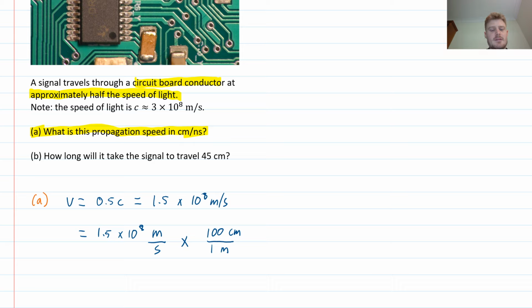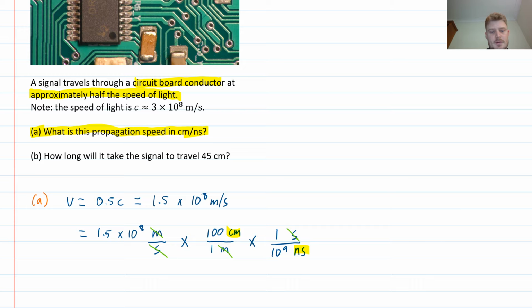So now I've converted to centimeters per second, but I actually need centimeters per nanosecond. So I have that 1 second is 10 to the 9 nanoseconds. And now I can go through and check that I have the fractions the right way around. Okay, so meters will cancel here, seconds will cancel here, and the units that remain will be centimeters and nanoseconds, which is what I was after.